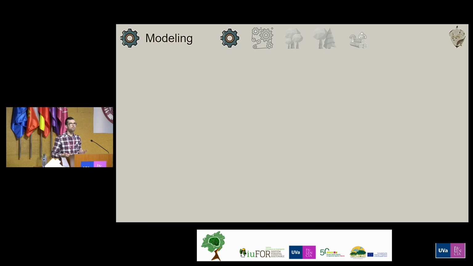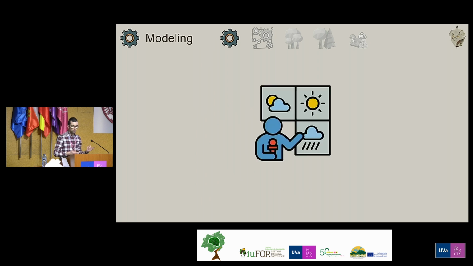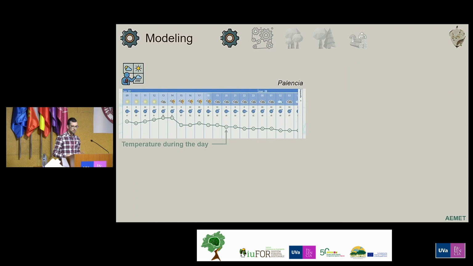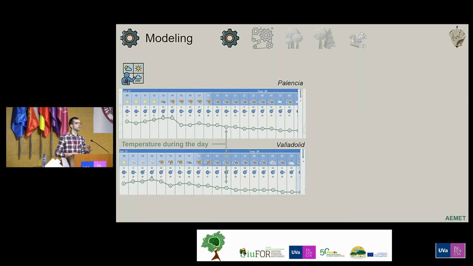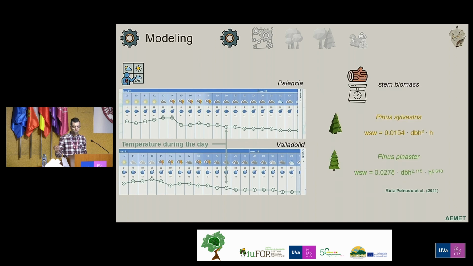And we are using models all the time, even if we don't think about that. One clear example is the weather forecast. Using models, we can predict the daily temperature and its evolution during the day for different places, applying different models. In forestry, it works the same. So for instance, to predict the stem biomass of a tree, we have different models by species, and introducing the measurements of our trees, we can predict the biomass of our stem.